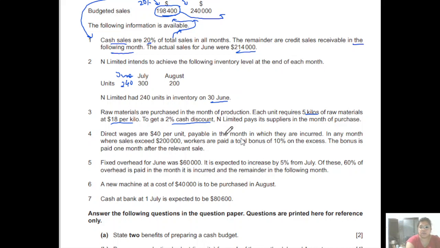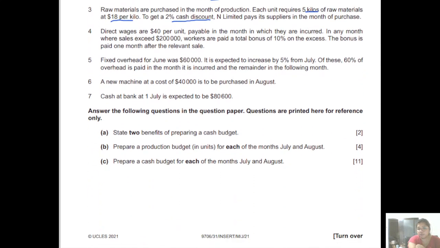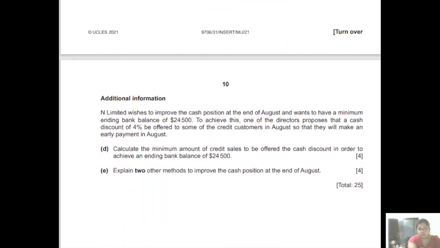Now next, the fourth point. In the fourth point, there are direct wages of 40% and so on. In the fifth point, things related to fixed overhead are given. In the sixth point, they purchase new machinery in the month of August, and the cash balance is given to you for the 1st of July. Now they ask you questions, 5 questions in total.